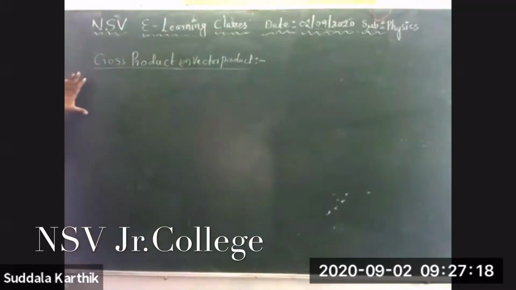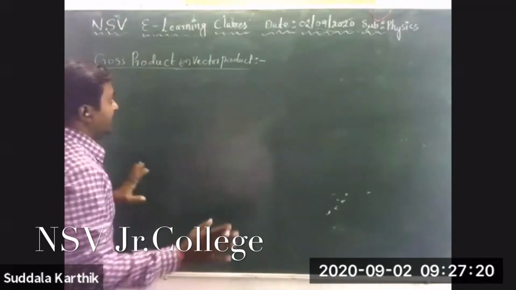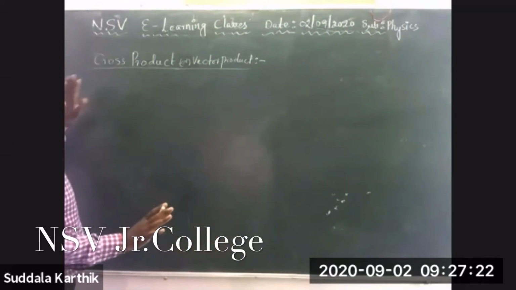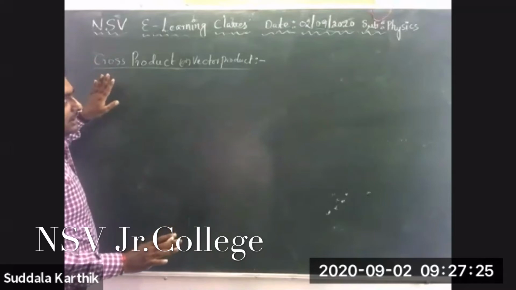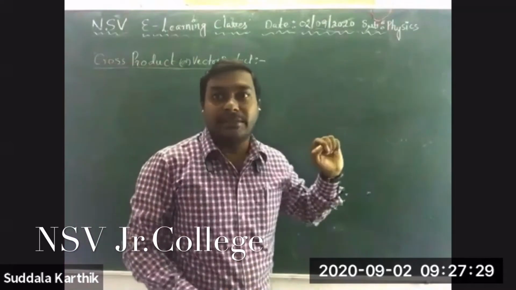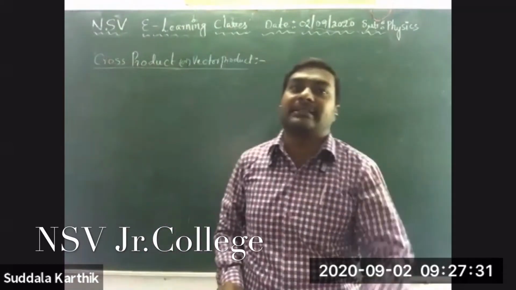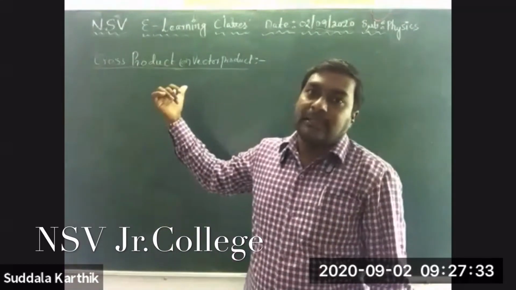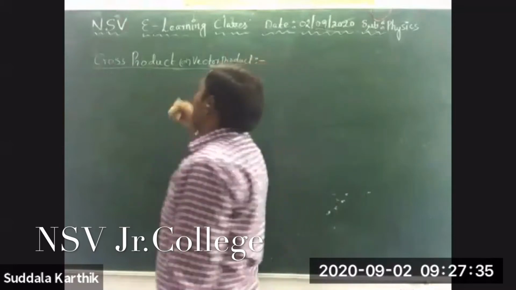The definition of the cross product or vector product I have already given, so I am not discussing those things. Simply, if the resultant of the product of any two vectors is again a vector, then that product is called the cross product.